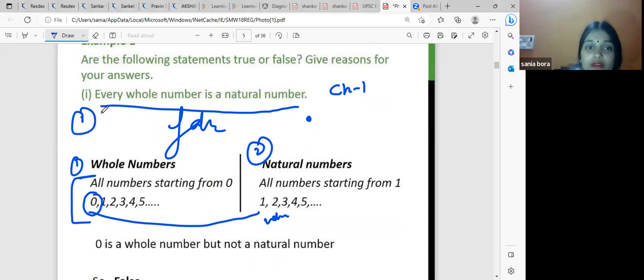I'm just orally dictating it. Every natural number is a whole number. But every whole number is not a natural number. So what does it mean? That every natural number is a whole number, right? But every whole number is not a natural number. Clear?